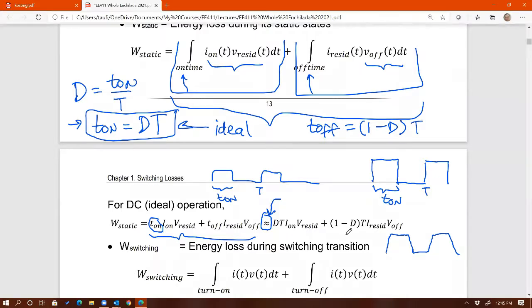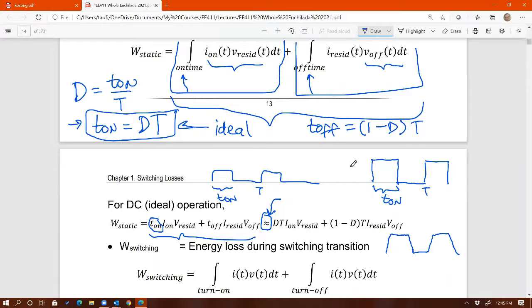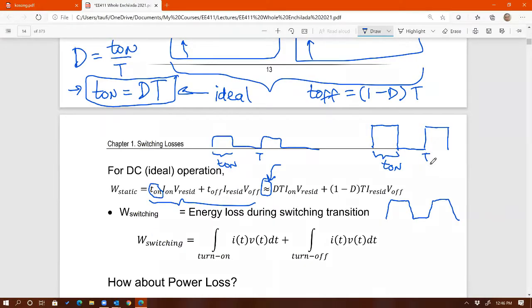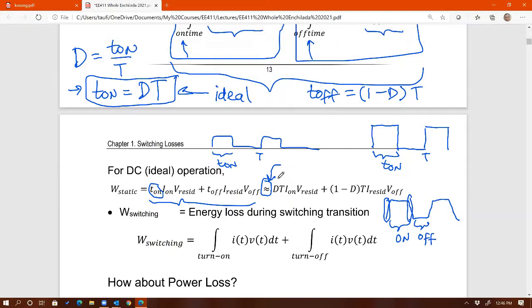Again, simplifying the equation. Otherwise, if you want to derive it with a more accurate equation, you're going to have to include the transition time, so T switching on and T switching off, into this equation. Since they are small in percentage compared to the actual on time and off time, I think this approximation is a good approximation to use. Okay. Any question on this?